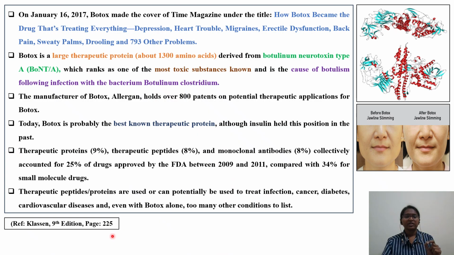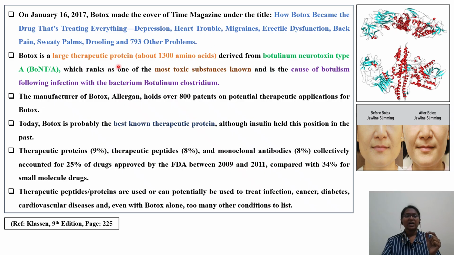Let's also see what else is given on page number 225. Here, on January 16th, 2017, Botox made the cover of Time magazine under the title How Botox Became the Drug That Treats Everything: Depression, Heart Trouble, Migraine, Erectile Dysfunction, Back Pain, Sweaty Palms. So, almost all the problems. This was a publication in Time magazine.